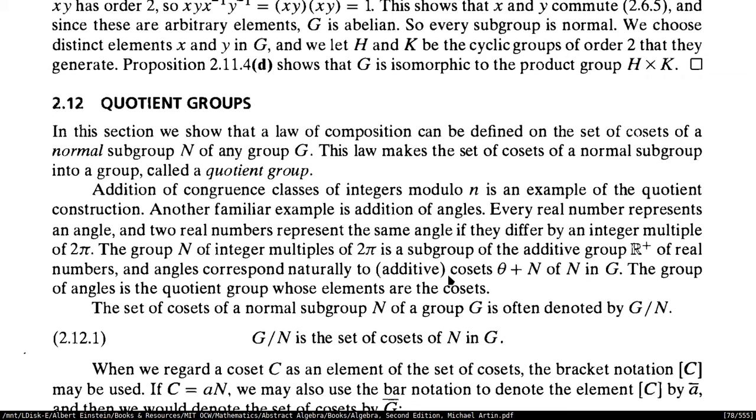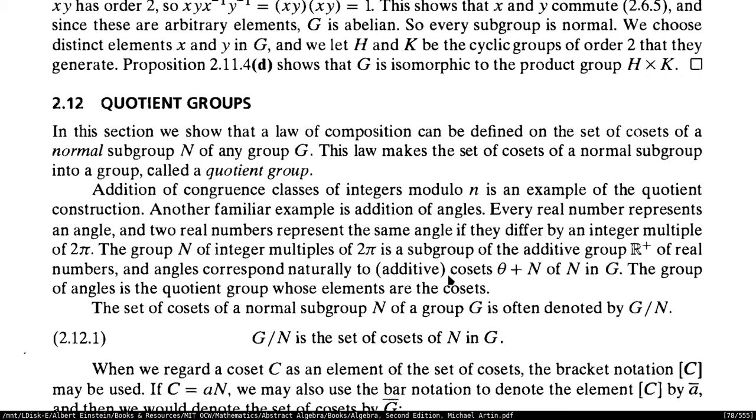That's the idea, right? You have the cosets of a normal subgroup and you make it into a group, and you have the quotient. Okay, so let's see. The set of cosets of a normal subgroup N of a group G is often denoted by G slash N, so G over N is going to be the set of cosets of N in G.